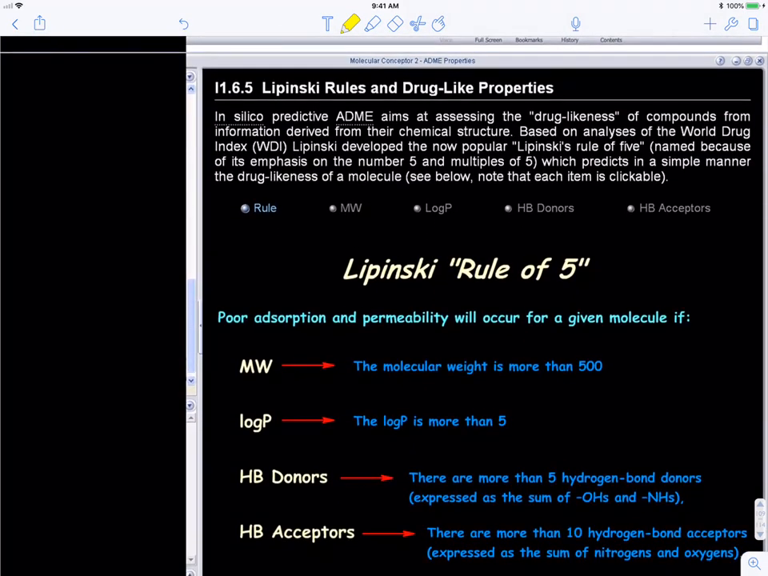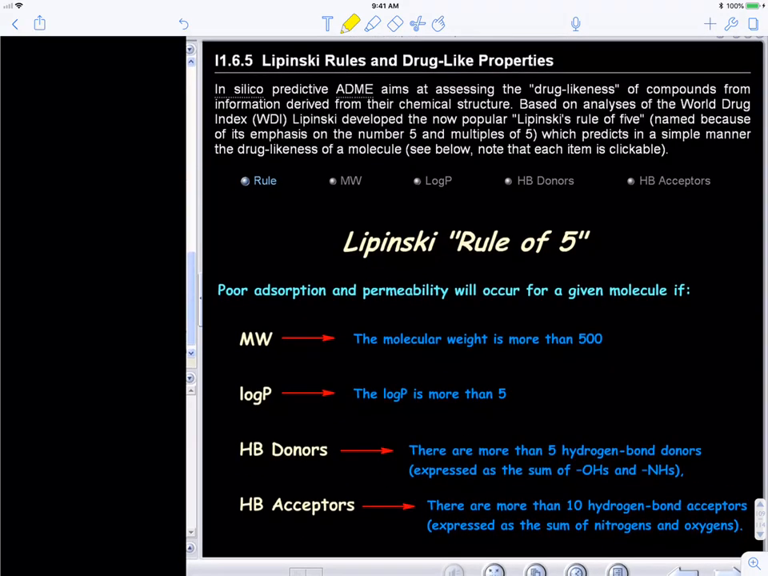This leads us to define the so-called Lipinski rule of 5, which is at the basis of in silico predictive ADME. It's actually an empirical parameter discovered by Lipinski, and basically helps us predict whether a lead compound will be a good drug, whether it will have favorable ADME properties, based on several factors, four main factors.